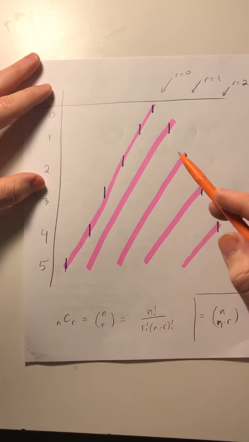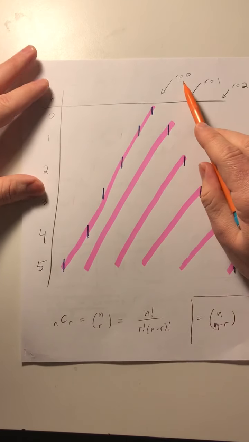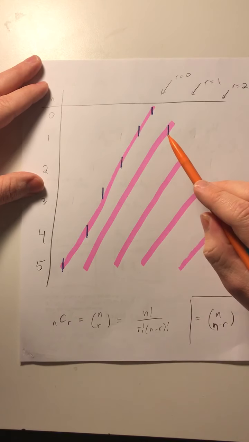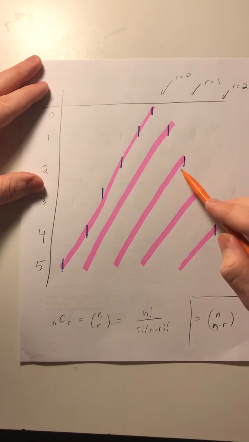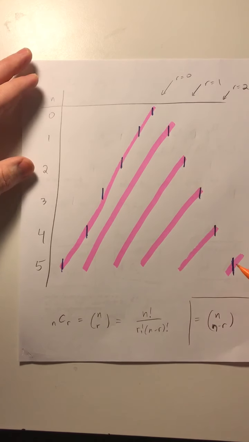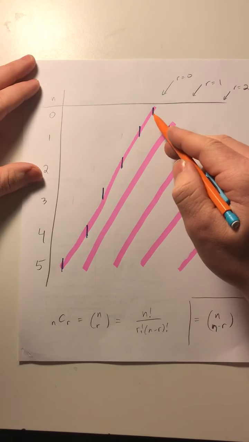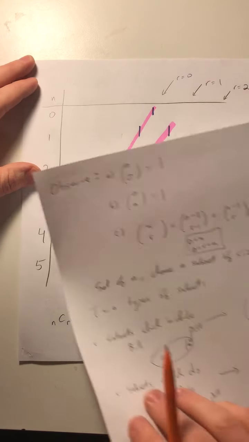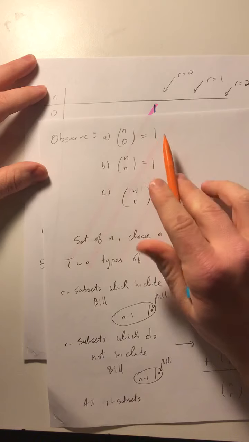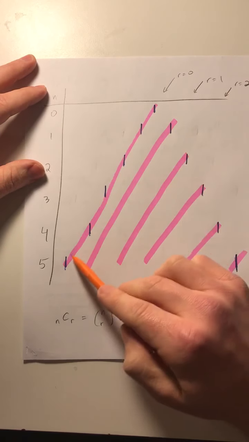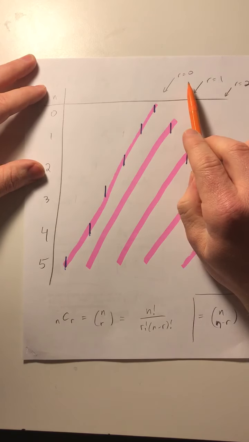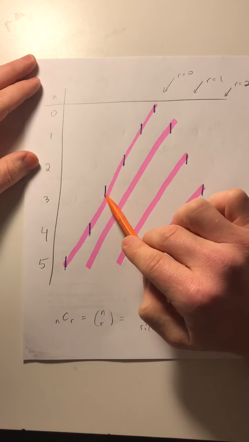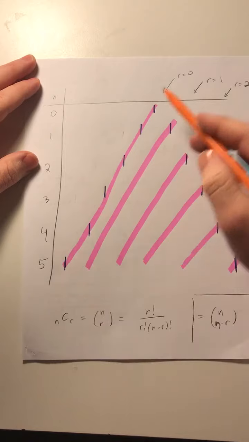And now every diagonal line here is going to correspond to an r value. This first diagonal line corresponds to r equals 0. The next diagonal line corresponds to r equals 1. The next diagonal line corresponds to r equals 2. So the fact that this first diagonal line is all 1s comes from the fact that n choose 0 equals 1. So for all of these on the first diagonal line, r is 0. So that's 0 choose 0, 1 choose 0, 2 choose 0, 3 choose 0, 4 choose 0, etc. They're all going to be 1.